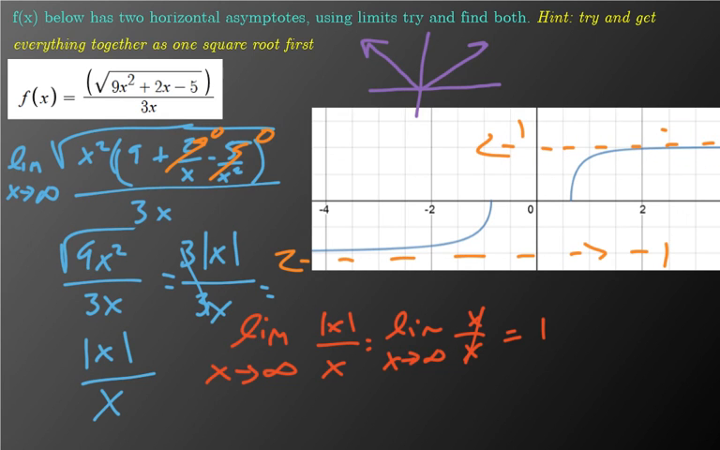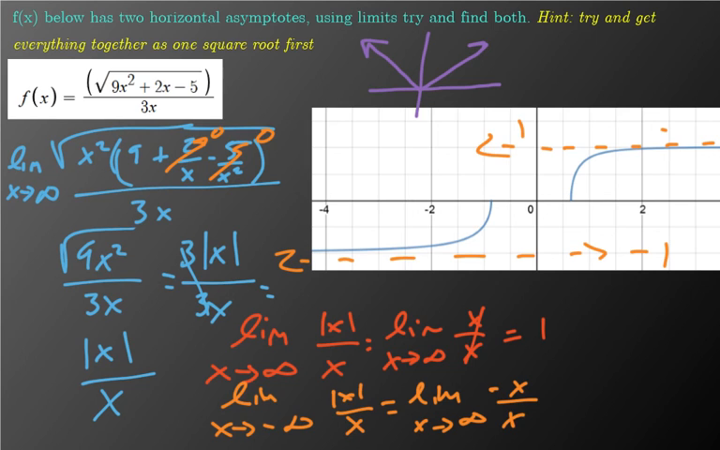If you do the other side, the limit as x goes to negative infinity of absolute value of x over x, now as you go out to the left, the absolute value gives you negative x, right? That's what that piece is right there. And then those would cancel and you get negative 1.